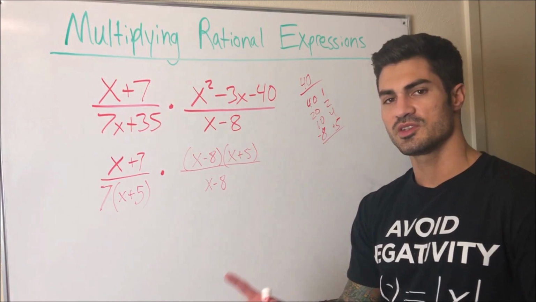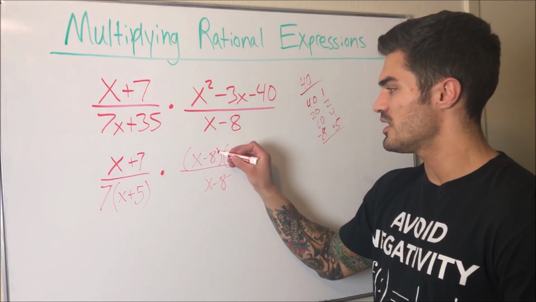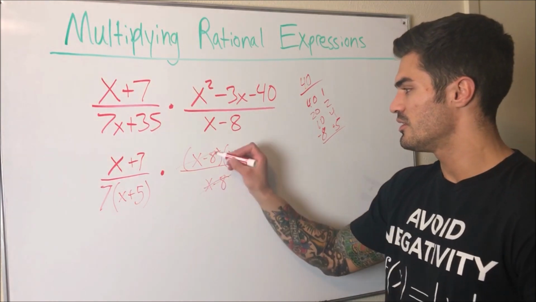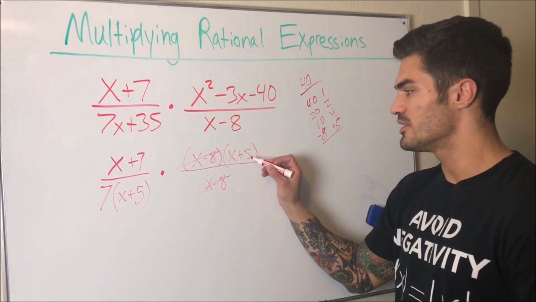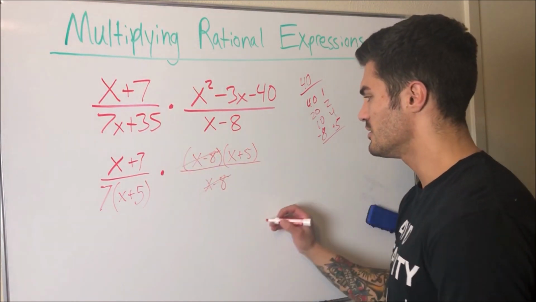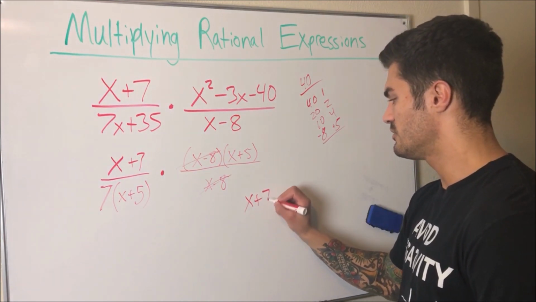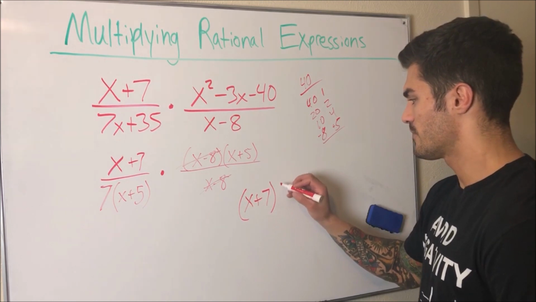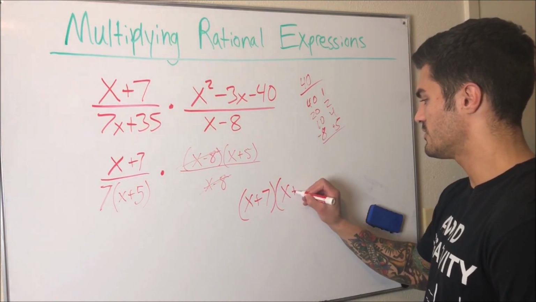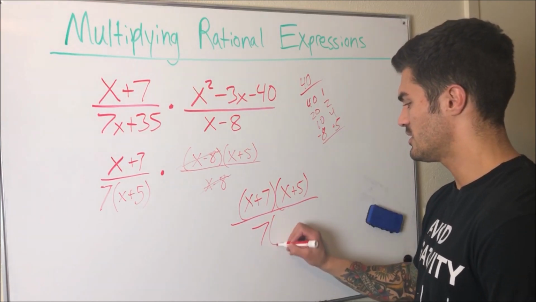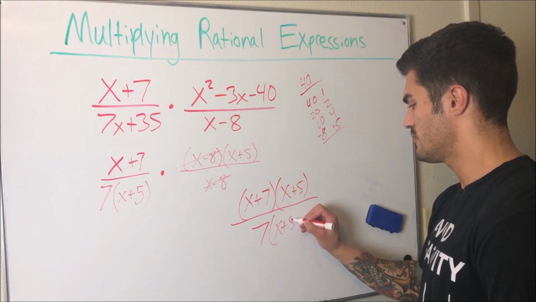I could basically split this up, right? And so these can cancel. So what am I left with? I am left with x plus 5 over here, and I just multiply across here. So I'm left with x plus 7 times x plus 5 over 7 times x plus 5.